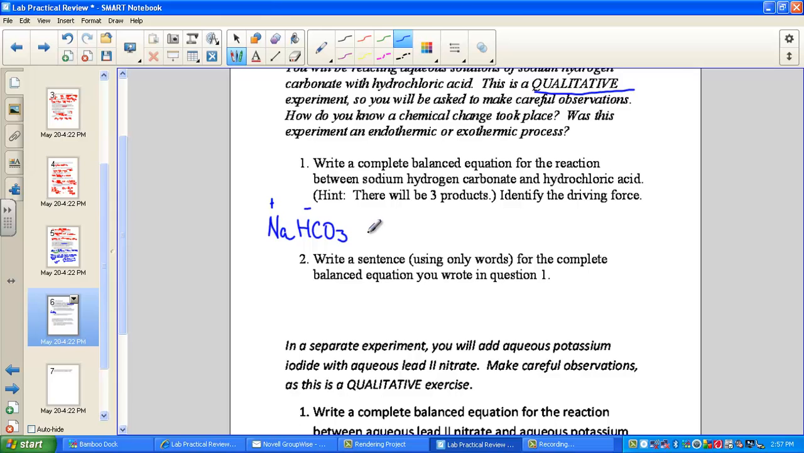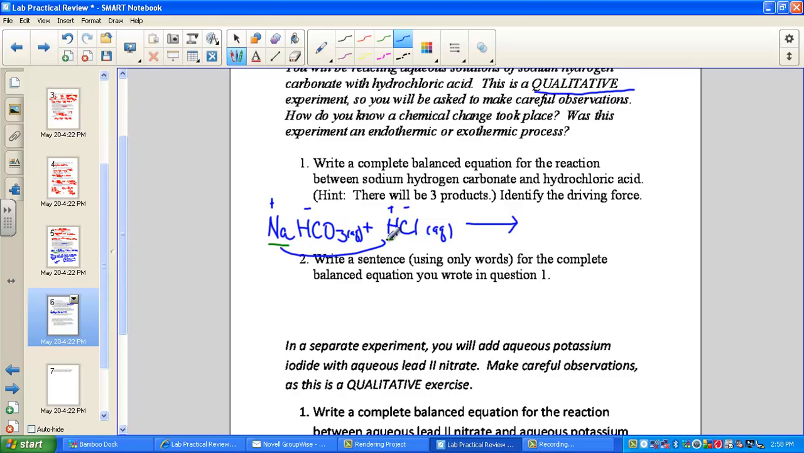And hydrochloric acid. Now there's a hint there that says this is a kind of a double replacement followed by a decomposition, because I can see that there's 3 products. So the double displacement, Na and the H are the positive ions. They exchange places, don't they? And by the way, the NaHCO3 starts aqueous as well. So aqueous and aqueous.